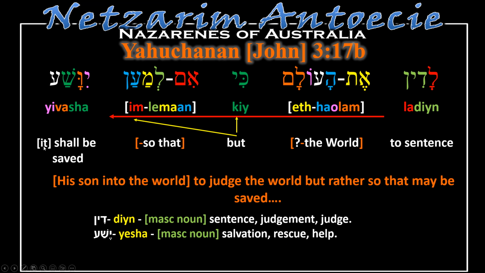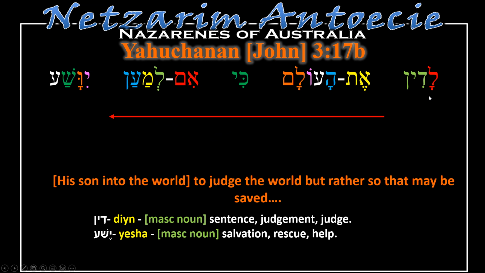And then I've added, because there's no pronoun, you can sort of add it, because we're talking about the world. It shall be saved. And the world, of course, doesn't necessarily mean the physical world, but rather the world of mankind. So, the translation, his son into the world to judge the world, but rather so that it may be saved. Or you could say so that it may be saved.